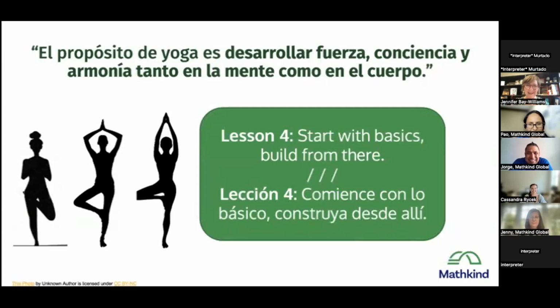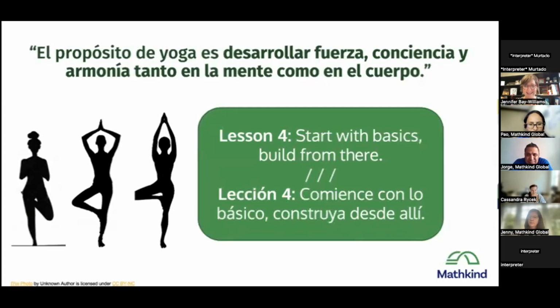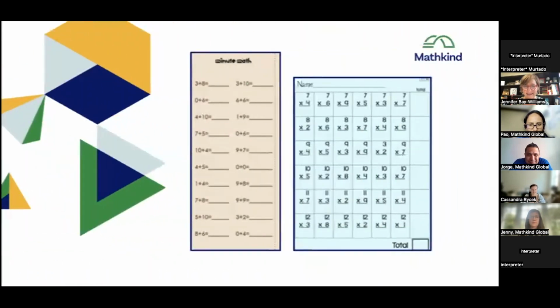So we start with the basics and we build from there. So in math, that means the basic facts. As Jenny shared with you at the beginning, this is very near and dear to my heart, because we make a mistake when we start students off with this kind of basic fact work.